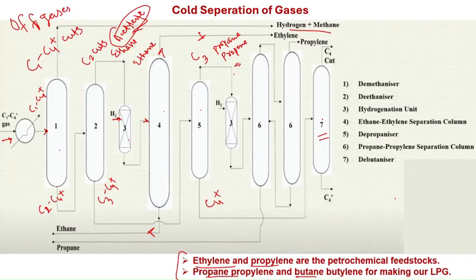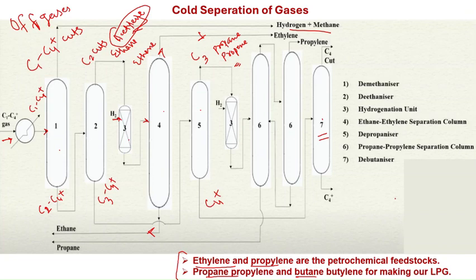Methyl acetylene, with its triple bond, may also be present, so we don't want that. It is not desirable. So it is sent into a hydrogenator, where this methyl acetylene gets hydrogenated and is converted into propane or propene.